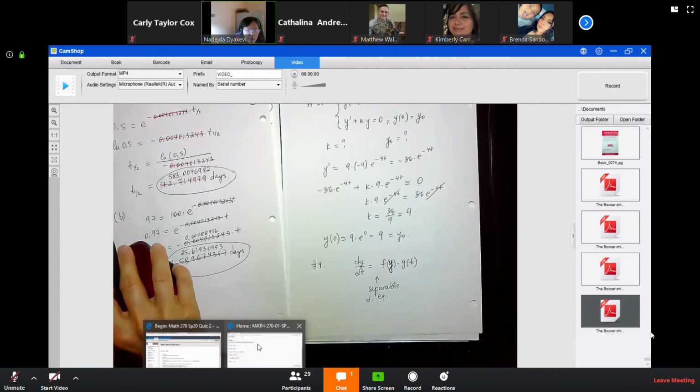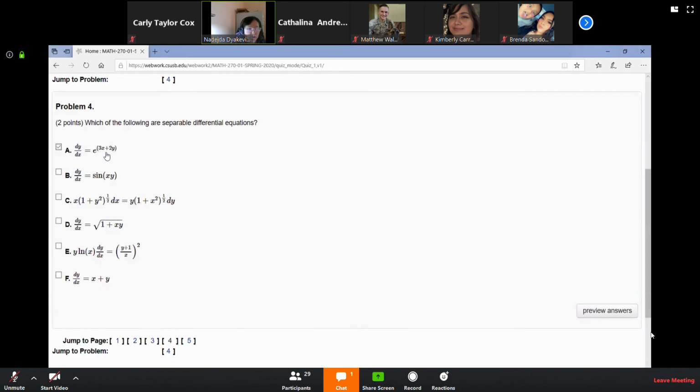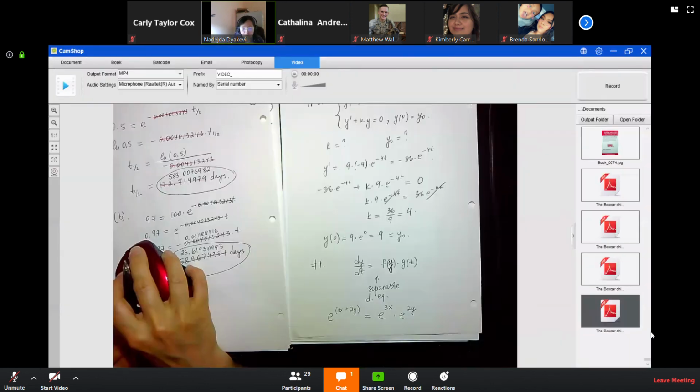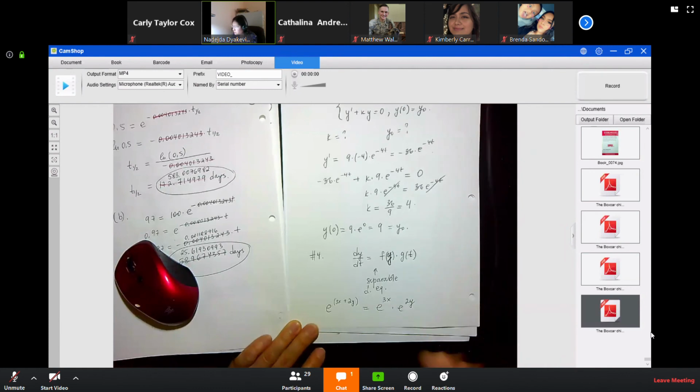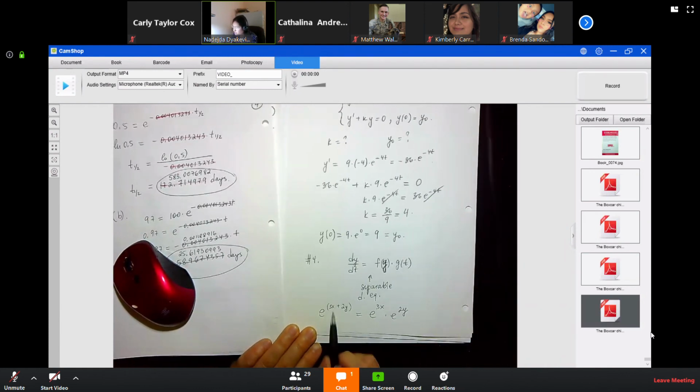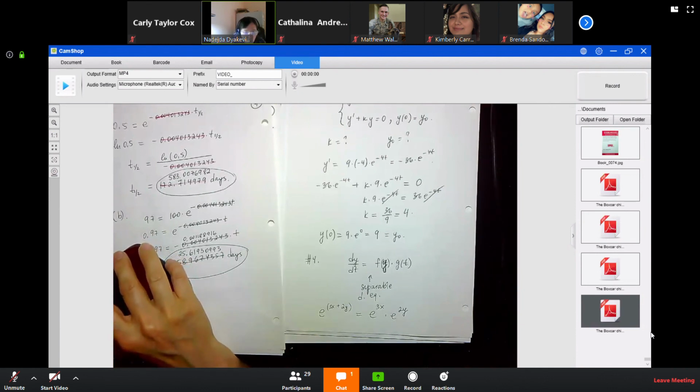So I'm going back here, and I labeled this as separable because our function can be written as a product, right? We can say e to the power 3x plus 2y can be written as the product e to the 3x times e to the 2y. So here is what I wrote: e to the power 3x plus 2y can be broken into the product e to the 3x times e to the 2y. Any questions so far?